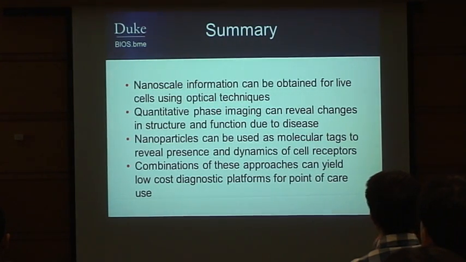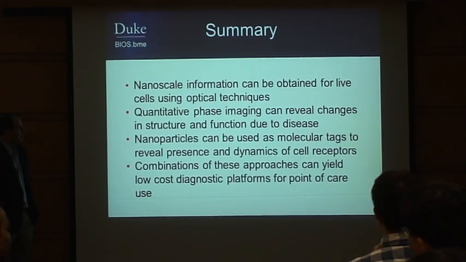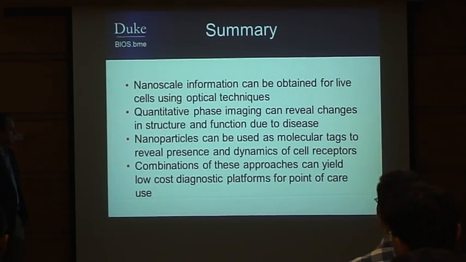So to sum up, I've shown you how nanoscale information can be obtained for live cells using these optical techniques. Our quantitative phase imaging can reveal changes in structure and function due to disease. We've used nanoparticles as molecular tags to reveal the presence and dynamics of the cell receptors. And the combination of this approach could potentially yield a low-cost diagnostic that's suitable for clinical use.